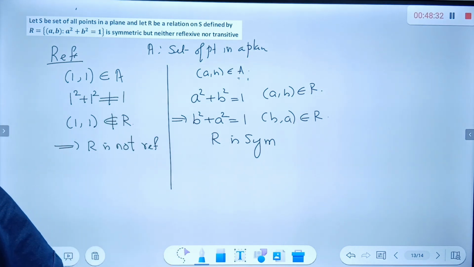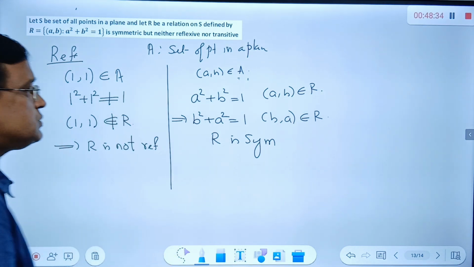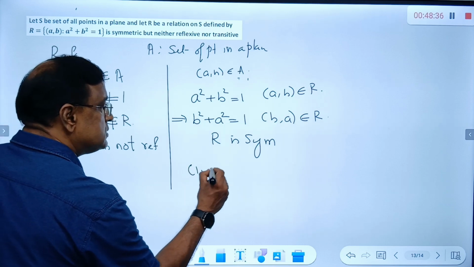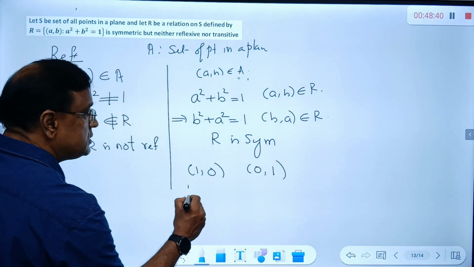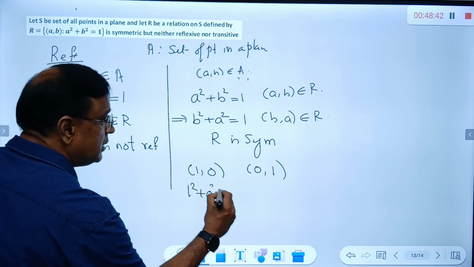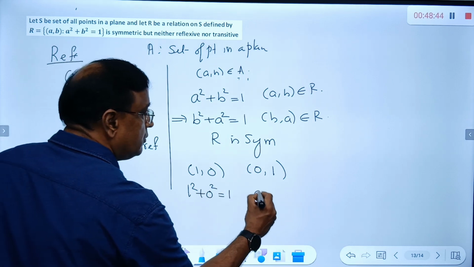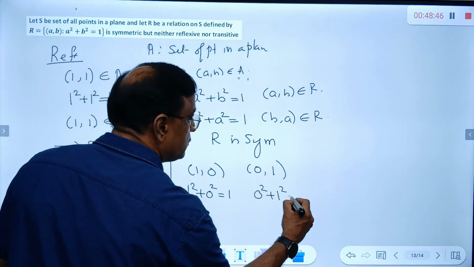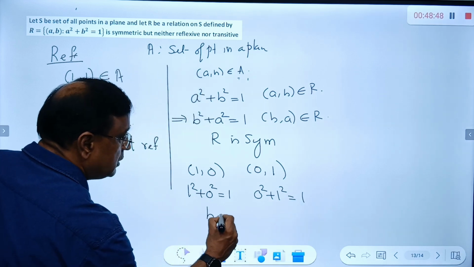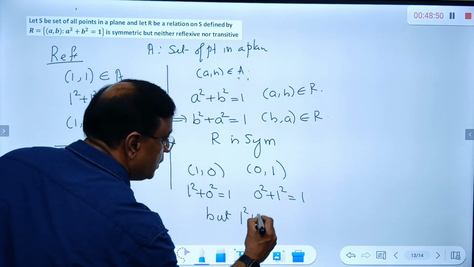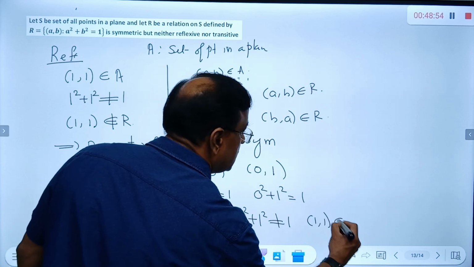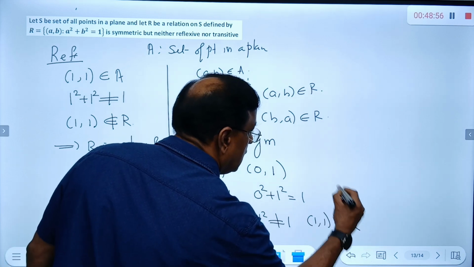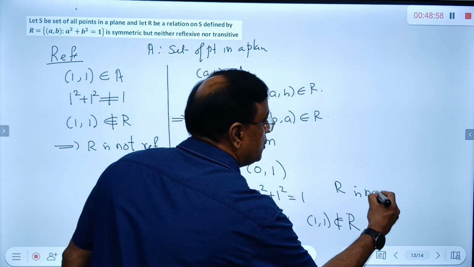Now, how do I prove it's not transitive? Let us choose (1, 0), and I'll choose (0, 1). You see, 1 square plus 0 square is 1. 0 square plus 1 square is 1. But 1 square plus 1 square is not equal to 1. Therefore, (1, 1) does not belong to R. R is not transitive.